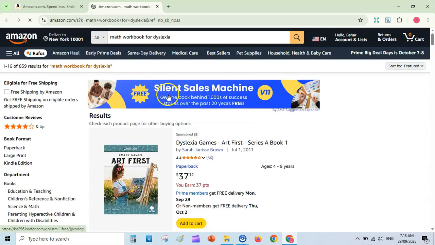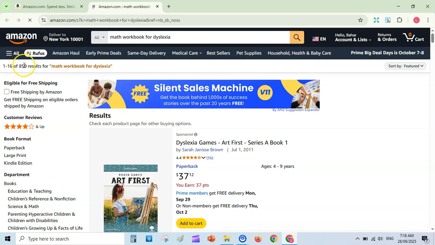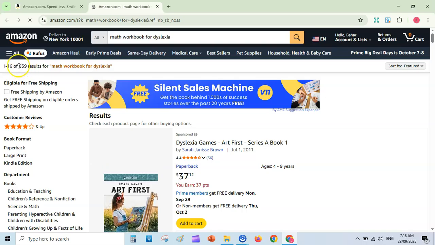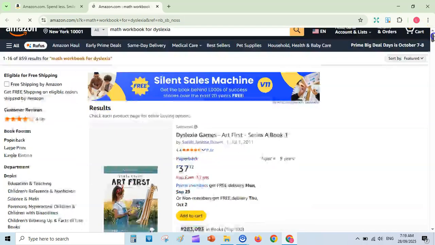So let's click on that and see how the books are performing. It is not always mandatory to check the number of results, but you need to stick with anything less than 3000. Only 859. That means the competition is still low for that niche, like math workbook for dyslexia. With the help of the second extension, we will quickly see if the books are selling or not.